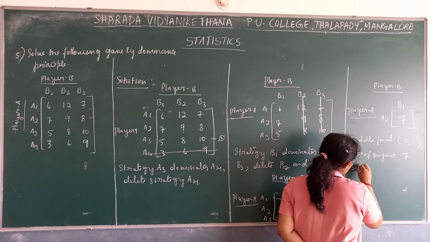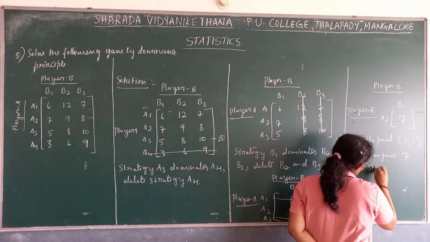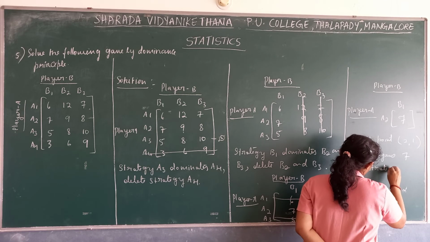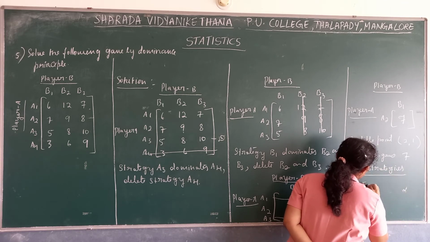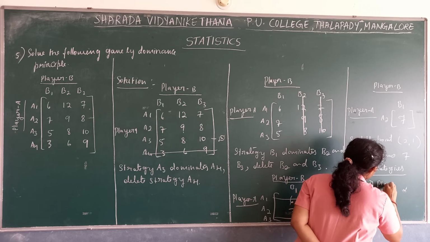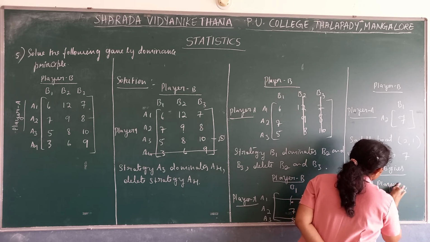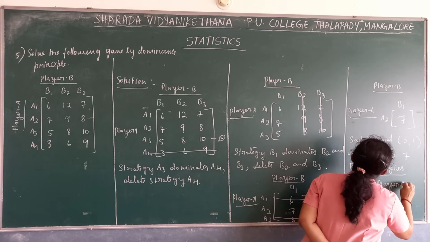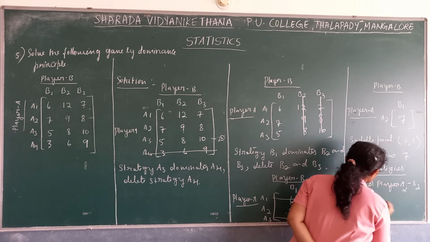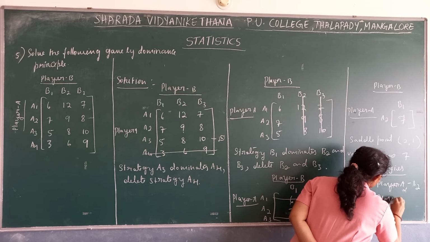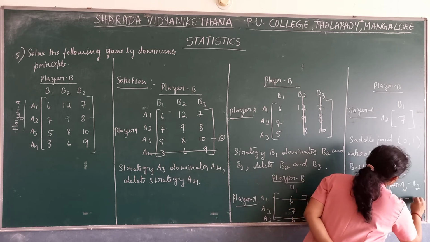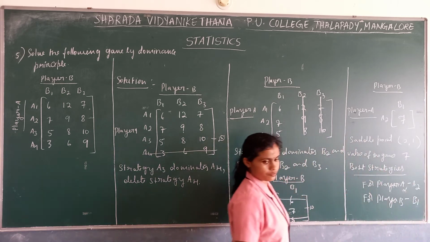Then the best strategies. For player A, it is A2, and for player B, it is B1.